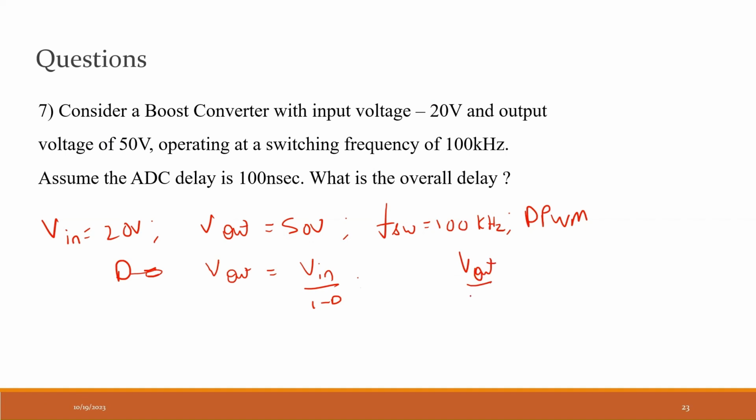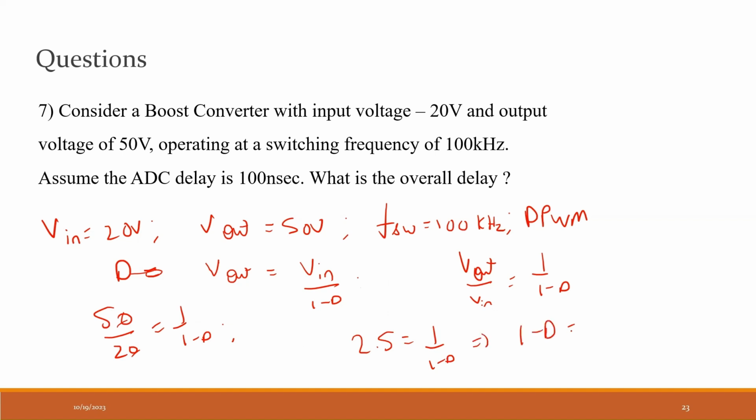V out upon V in is equal to 1 upon 1 minus D. Then V out is 50, V in is 20. So 50 by 20 is 1 upon 1 minus D. So 5 gets cancelled, and 2.5 is equal to 1 upon 1 minus D. So 1 minus D is 0.4, so D is 0.6. Okay.